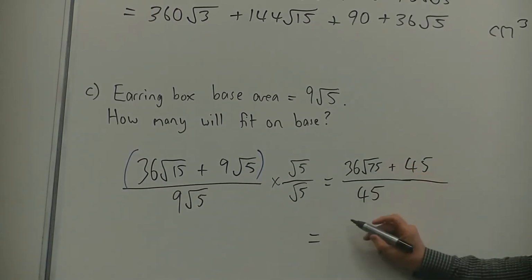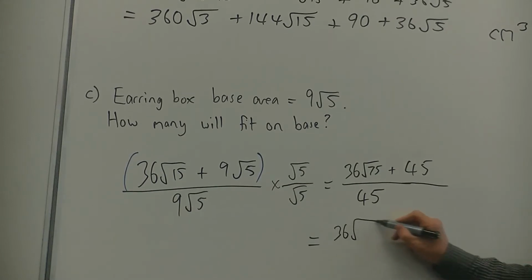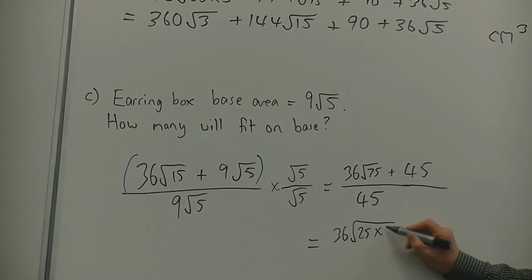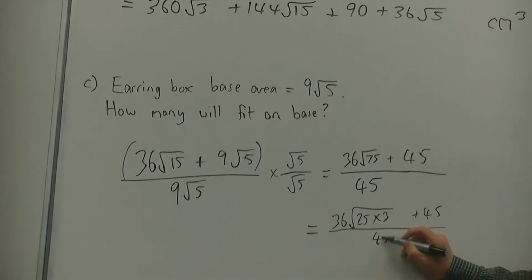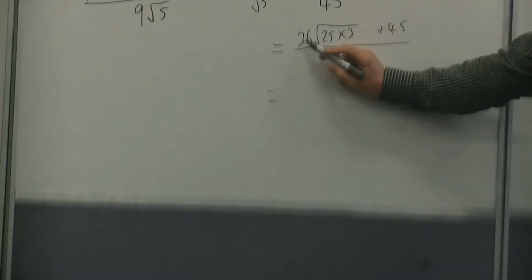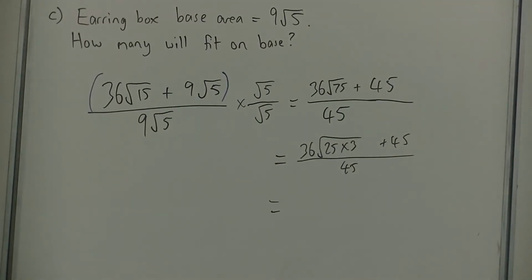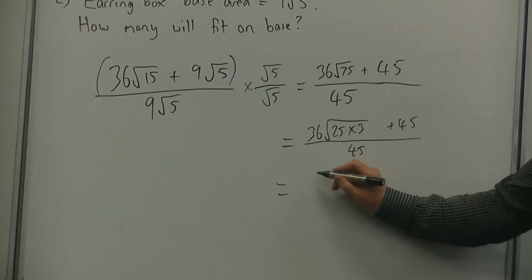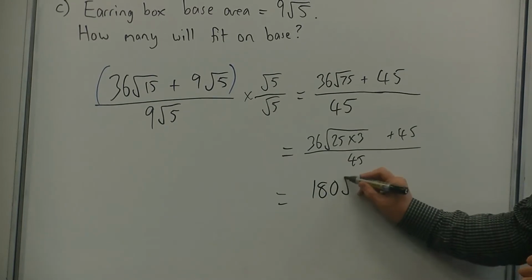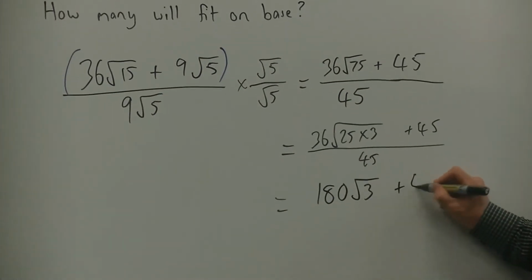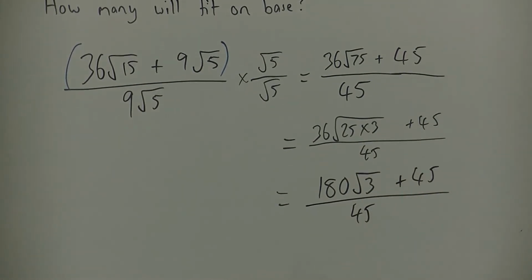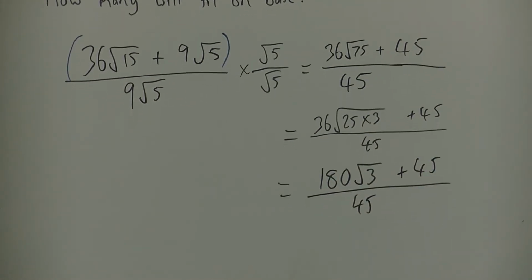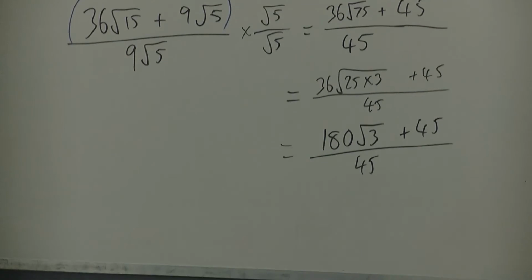Sorry, we can simplify the root 75. So it's 36. 75 is the same as 25 times 3. And just write the rest out, all the same. That becomes 5. 5 lots of 36 is 180, root 3 plus 45 all over 45. We're getting there. So now the thing is we can simplify again.